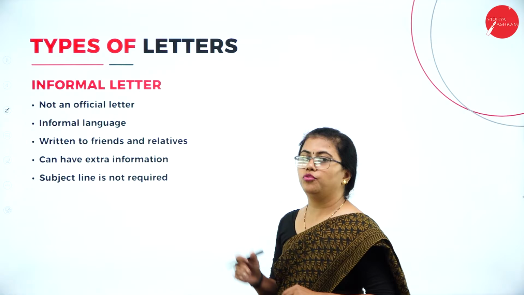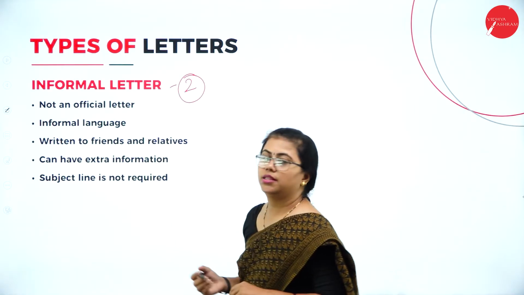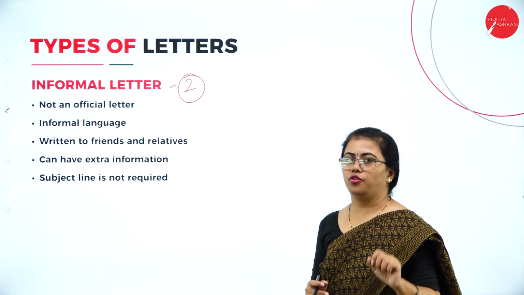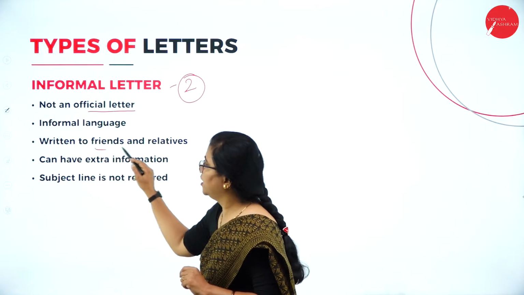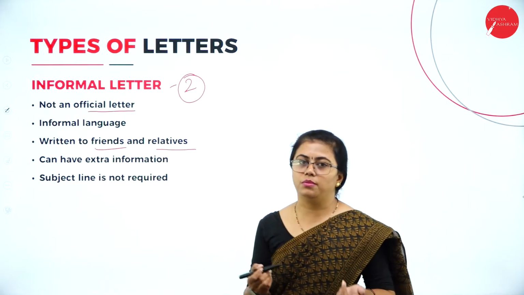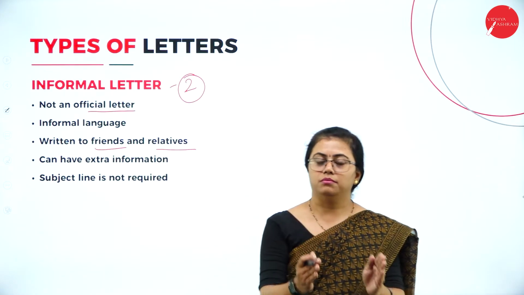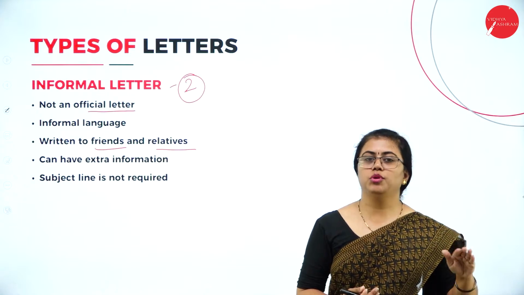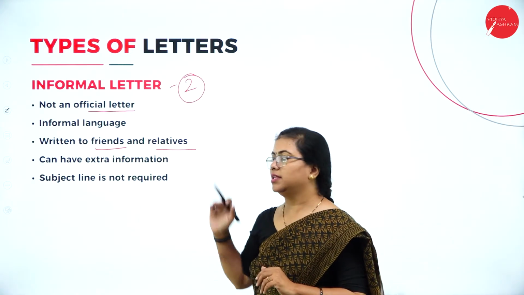Now we move on to the informal letter. This is the second type of letter that you are understanding. An informal letter is not at all an official letter. It is not written to officers. Instead it is written to friends and relatives or maybe acquaintances, that is, the people you know by name and know very closely, and with whom you maintain a personal relationship. Only to that type of people do you write this letter.